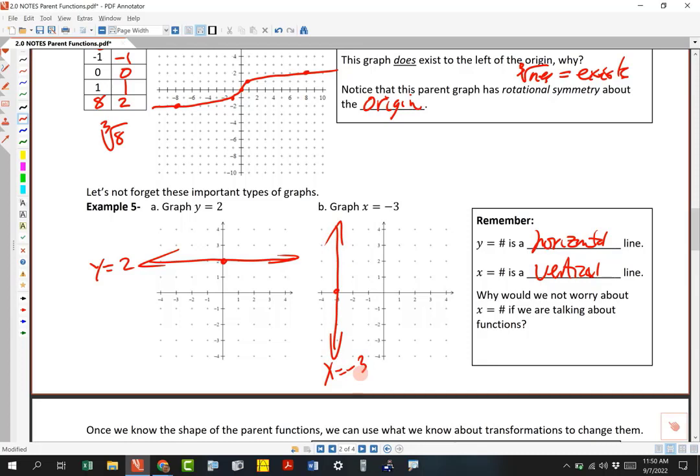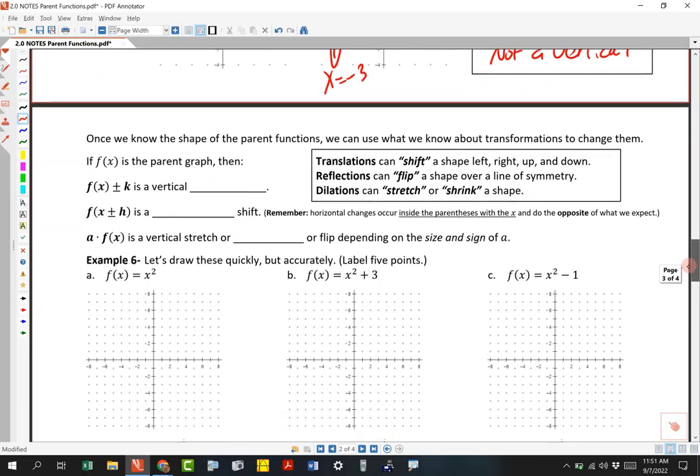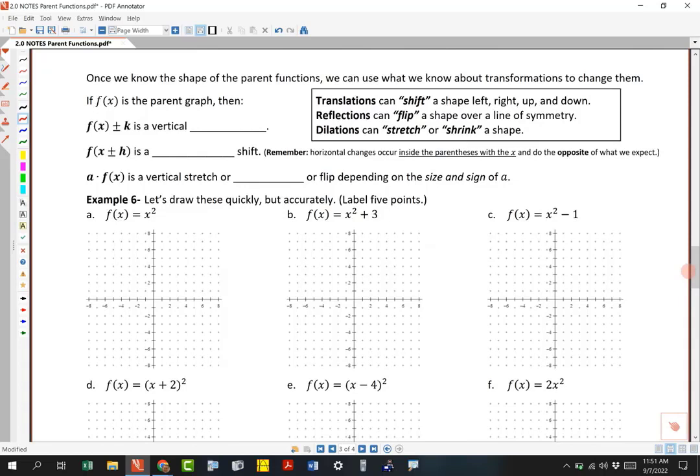Why would we not be worrying about this one right here if we're talking about functions? Why would we not care about x equals a number? Well, because it's not a function, because it doesn't pass the vertical line test. Very good. Itself is a vertical line, so it doesn't pass the vertical line test. X equals a number is not a function. It is an important parent graph type of thing. It's just not a function. Okay? All right. Everybody flip the page over.